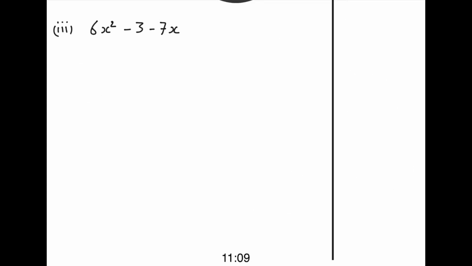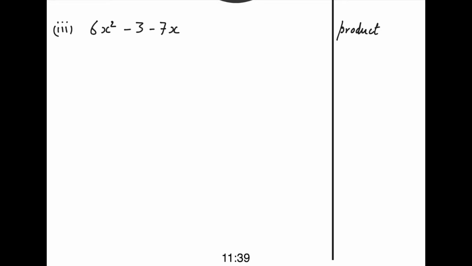Now let's solve the third problem. Here the quadratic expression is 6x square minus 3 minus 7x. Again we need to find the zeros of this polynomial. In order to find the factors of the polynomial, we again look for two numbers whose product should be equal to the constant term multiplied by the coefficient of x square.